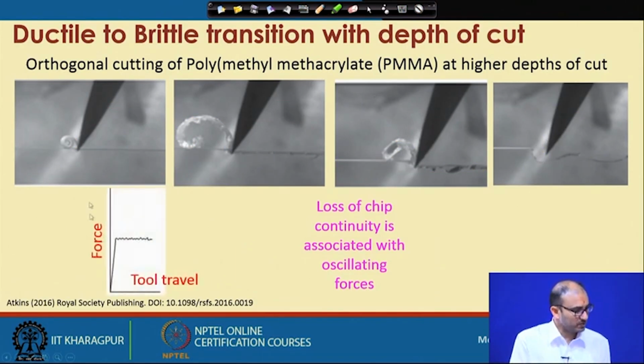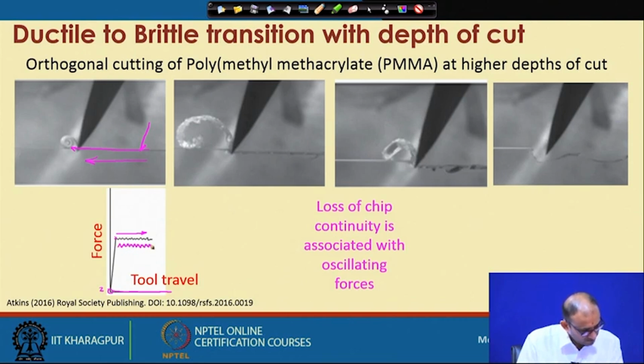This diagram belongs to the first cut. This is the tool travel, and the tool is moving in this direction while we measure the forces. Initially, when it is not in contact, you obviously get zero force. When the tool penetrates into the material, the force increases suddenly, and then in the feed direction the force stabilizes in a particular band or range. The variation in this case is very small.